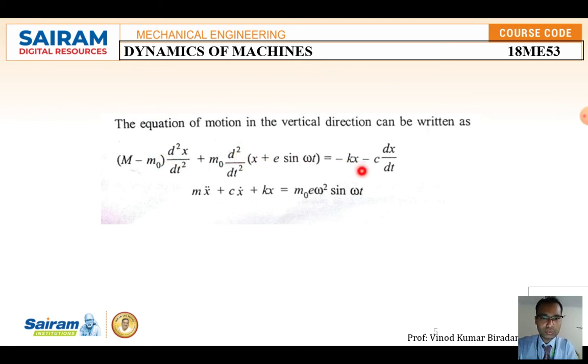And this is an external force: the damping force and the spring stiffness force. This is the spring force and this is the damping force. This is called the equation of motion in the vertical direction, the motion taking place in the vertical direction.